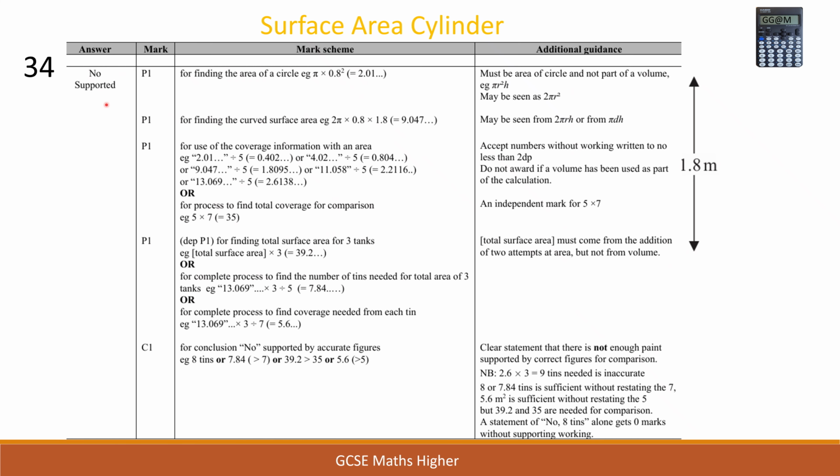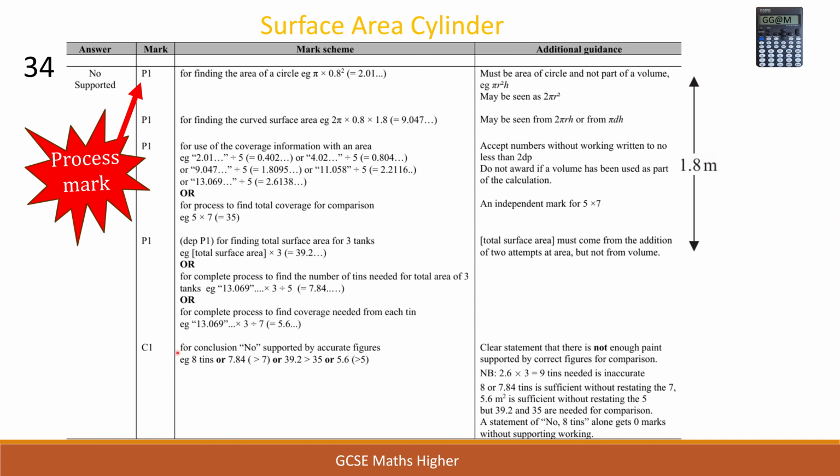The answer says no, there is not going to be enough, and supported means you have to use these reasons here to support your answer. P1 is a process mark, so for going through these processes here, and C1 is a communication mark for using words, no, and explaining in words why it is not, because you've got to say that he needed 8 tins, not 7 tins.